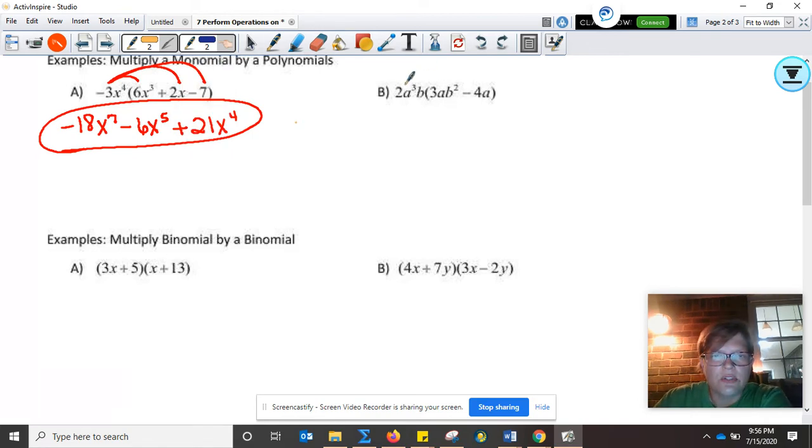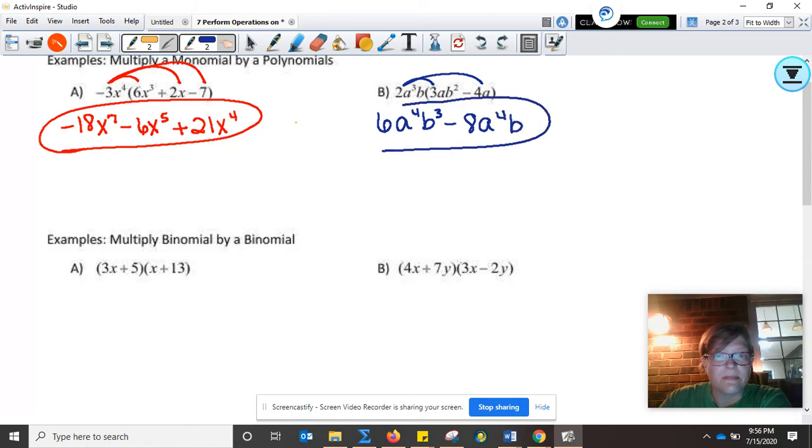Okay, so distributing this over here and here, I'm going to get 6a to the 4th power b to the 3rd power. 2 times -4 is -8a to the 4th power b. And that's your final answer.